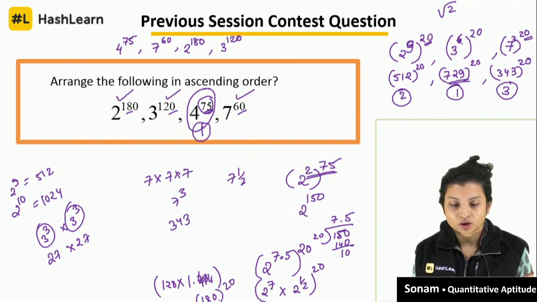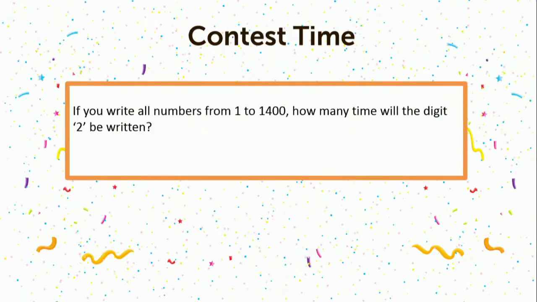Alright, so let's do today's contest question. Here is your today's contest question. If you write all the numbers from 1 to 1400, how many times will the digit 2 be written? So basically the question is saying that when you are writing from 1, 2, 3, 4, 5, 6, 7, 8, 9, 10, 11, 12 like this till 1400, how many times is 2 there?